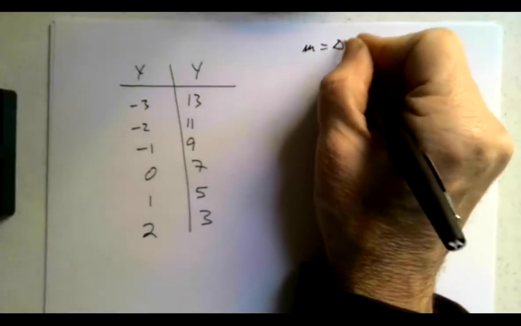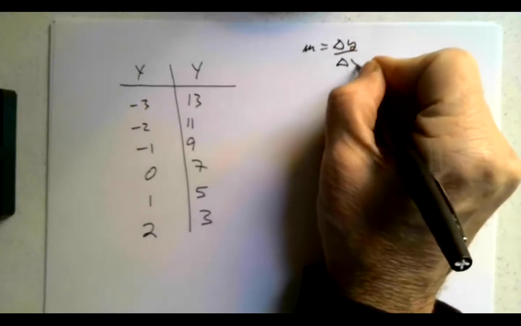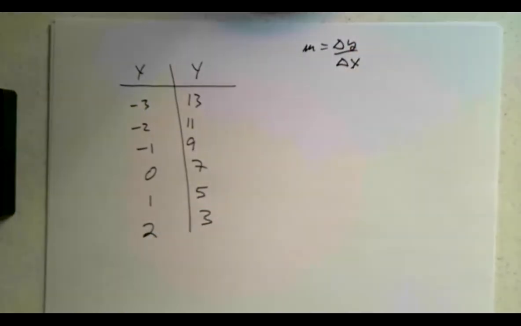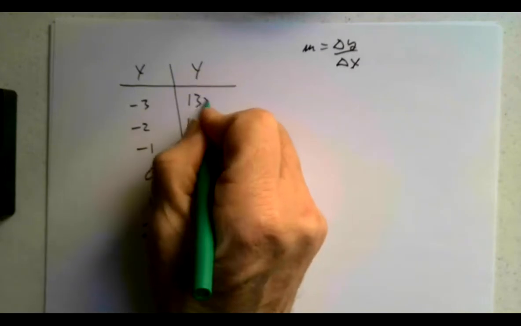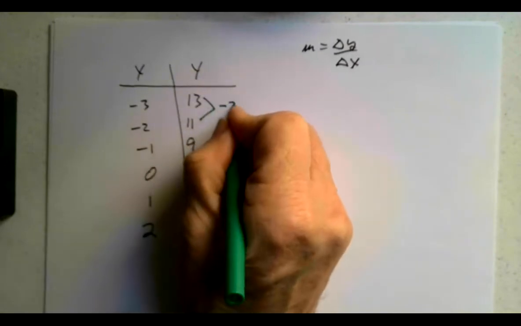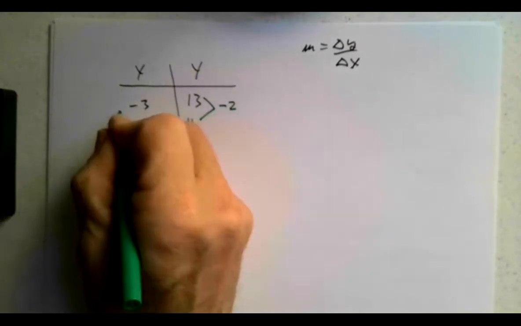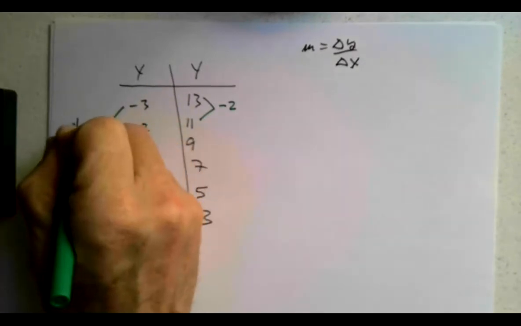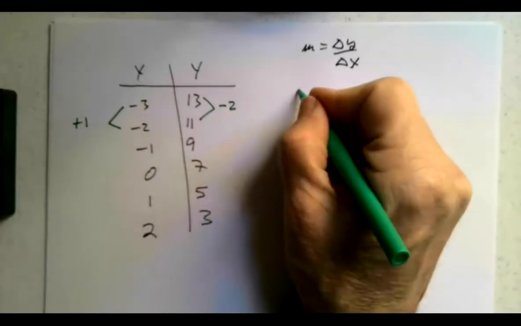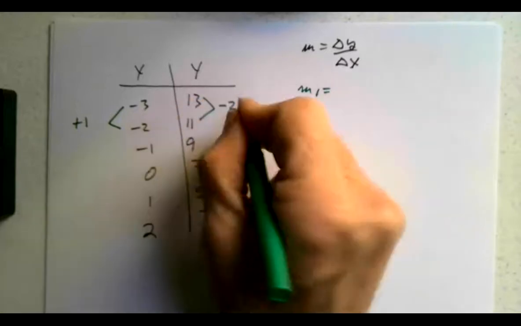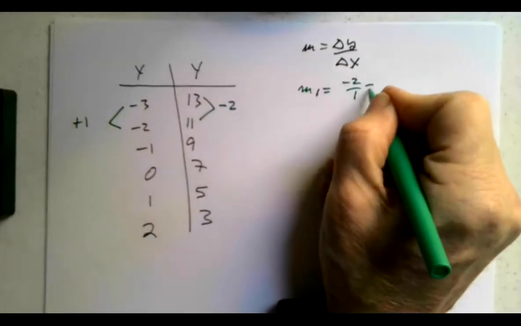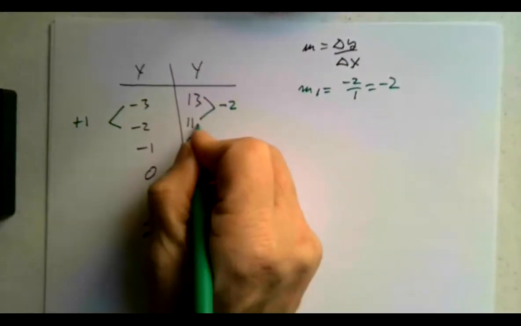Now, what you want to think about is the notion of slope. Slope is change in y over change in x. So what is my change in y here? From 13 to 11 is down 2, is my change in y. From -3 to -2, it's going up 1. So my first slope is -2 over +1, which is -2.